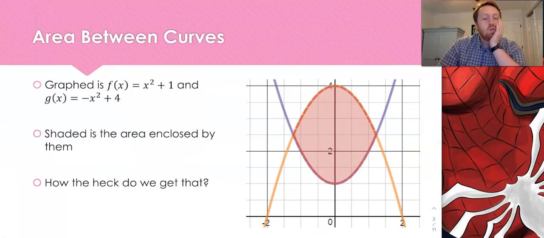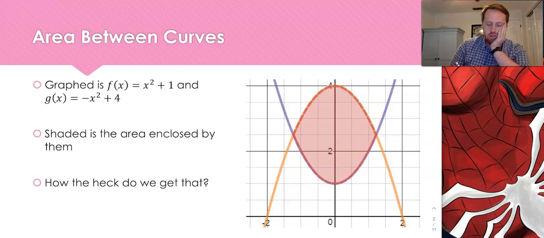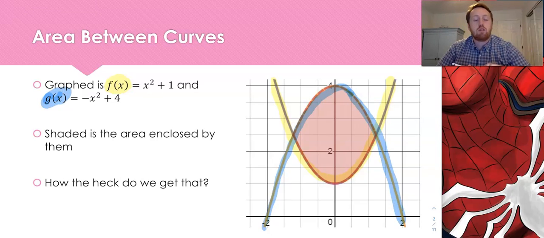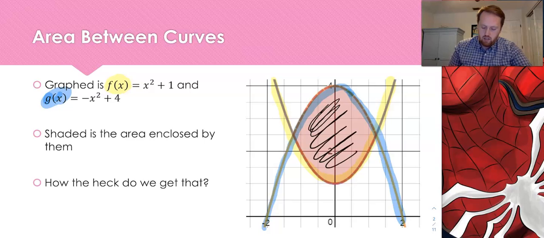Let's do that. So graphed is the function f of x equals x squared plus 1. So x squared plus 1, that's an upward opening parabola. Here she is. That's f of x. And then we've got g of x, the downward opening parabola. There she is. And I want to find the area enclosed by them, right? So I want to find the space in between these functions. That's all of this stuff here. I'm not going to shade all that in. It'll take forever. But that's what I'm looking for.